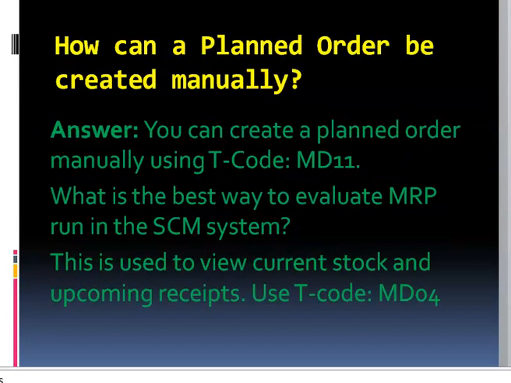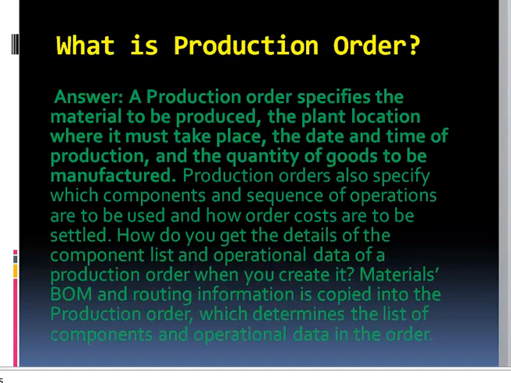How can a planned order be created manually? Answer: You can create a planned order manually using T code MD11. What is the best way to evaluate an MRP run in the SCM system? This is used to view current stock and upcoming receipts. Use T code MD04.